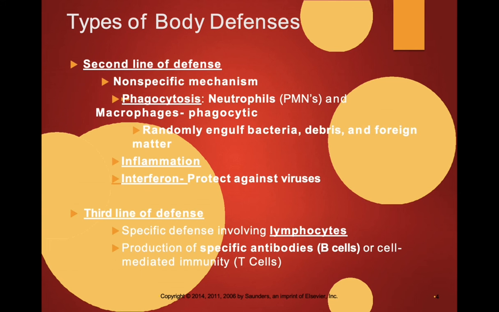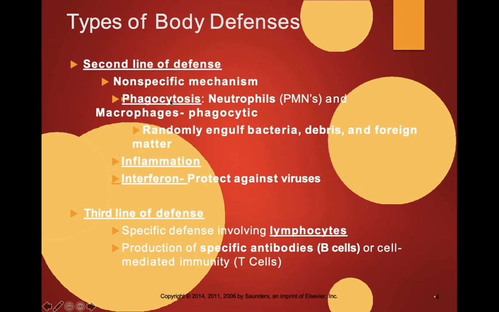Now, our second line of defense is also non-specific, whereas our third line of defense is specific. So the second line of defense is non-specific, and our body can use phagocytosis, inflammation, and interferon as three non-specific mechanisms.